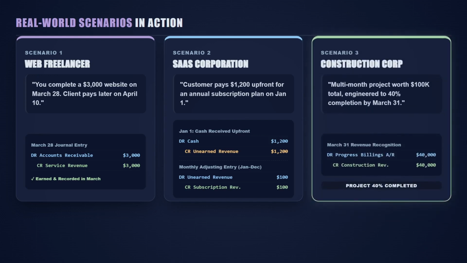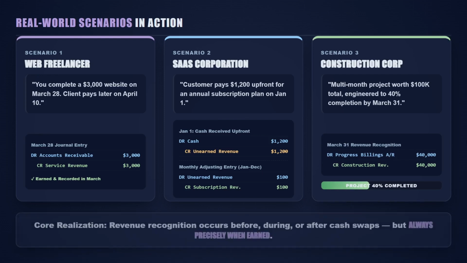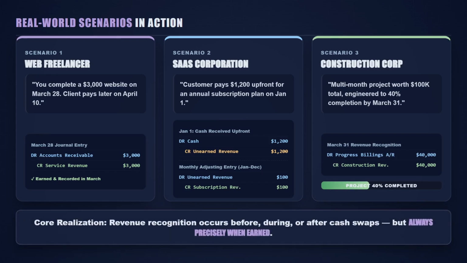Example number 3. Construction company. Project worth $100,000. 40% complete by March 31st. You record $40,000 revenue using the percentage of completion method. In all these cases, revenue is recognized before, during, or after cash, but always when earned.